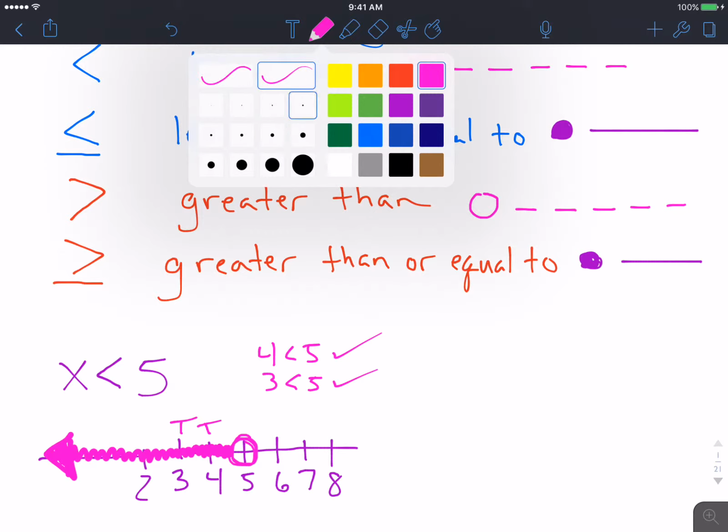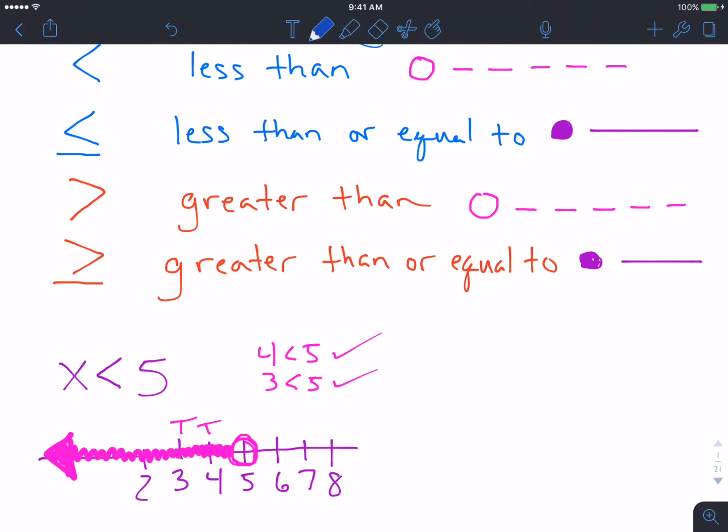And just to show you why I'm not shading on the other side, why can't x be 6? Is 6 less than 5? No. So these points over here are all false. So this is what my picture would look like for x is less than 5.